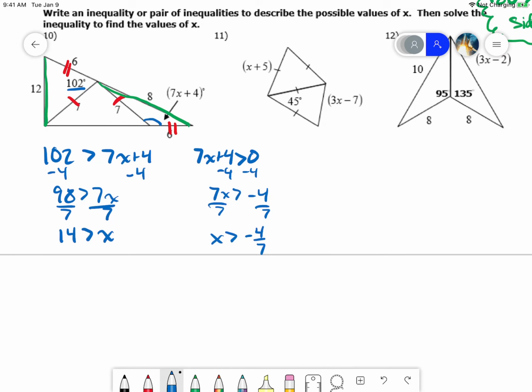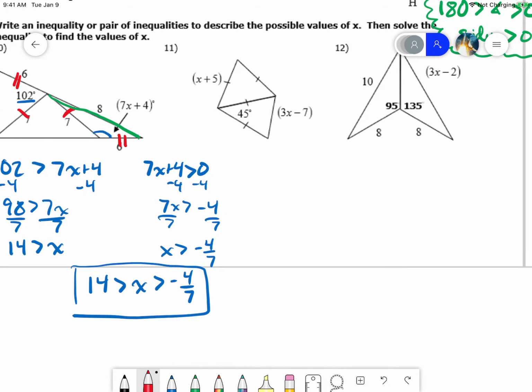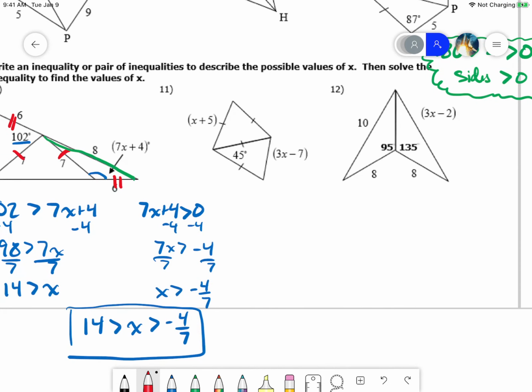Now I can put my inequalities together. Since 14 is greater than x and x is greater than negative 4 over 7, x is between negative 4 over 7 and 14. Even though x can be negative, that's not going to allow my angle to be. Next one. Now x is appealing to side lengths, but a couple of things we need to see here are that these three sides are congruent, as well as these two sides are congruent.